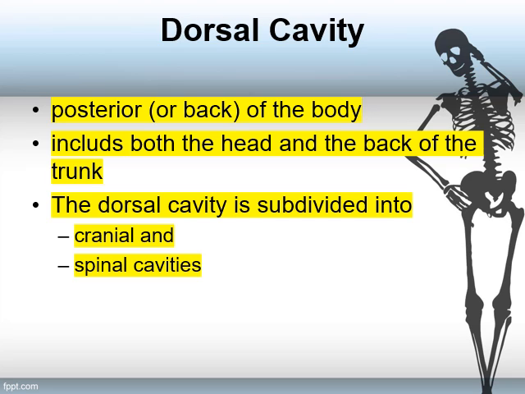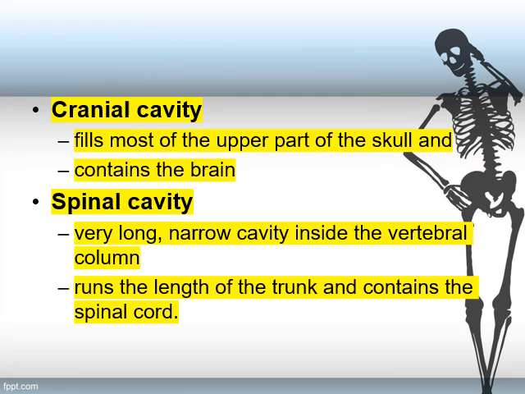So next is the dorsal cavity. So we have posterior, or the back part of the body as mentioned earlier. It includes, sorry ko lang ng E, both the head as well as the back part of the trunk. The dorsal cavity is also subdivided into cranial and spinal cavities. So cranial cavity, from the word cranium, so cranium or skull, it fills most of the upper part of the skull, which also contains the brain.